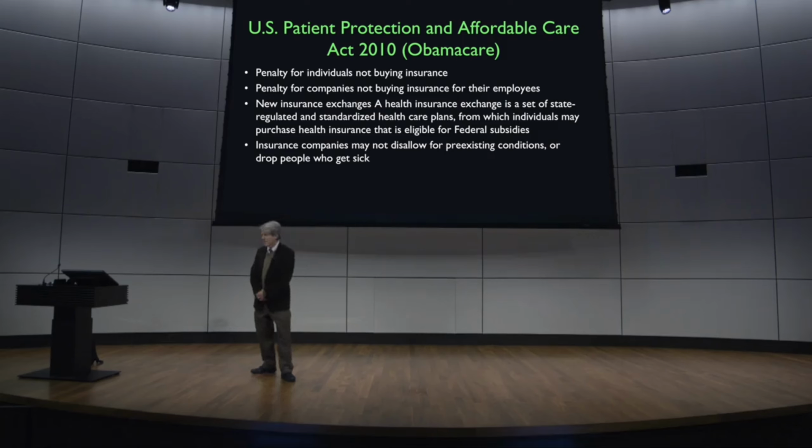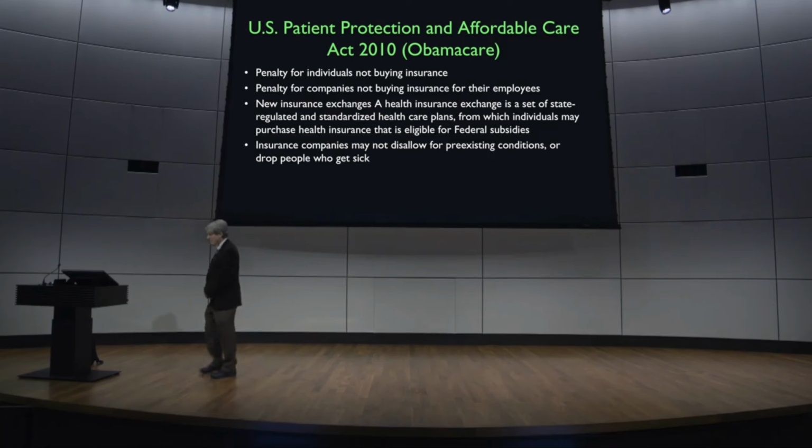It tries to deal with the selection bias problem by forcing everyone to sign up. So there's a penalty for individuals not buying insurance, a tax penalty, and a penalty for companies not offering insurance for their employees. So they set up health exchanges that try to regularize the competition among insurance companies. It's a complicated system that the Republicans want to shut down as soon as possible.